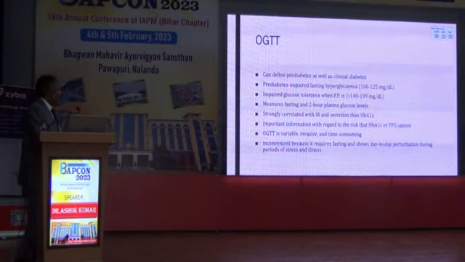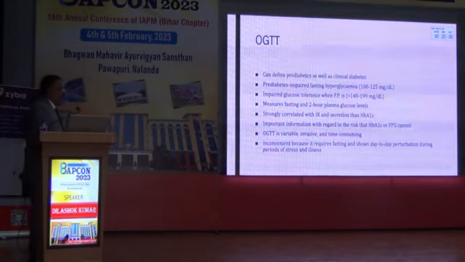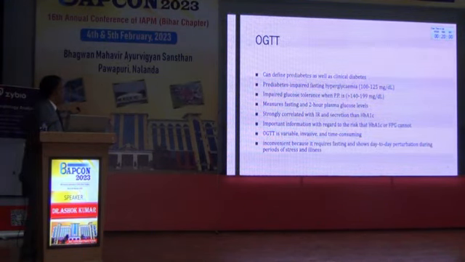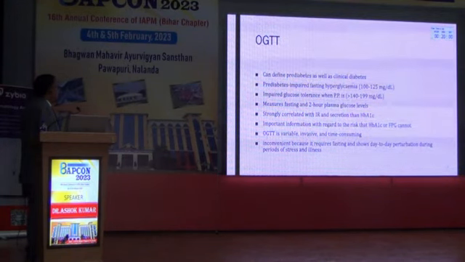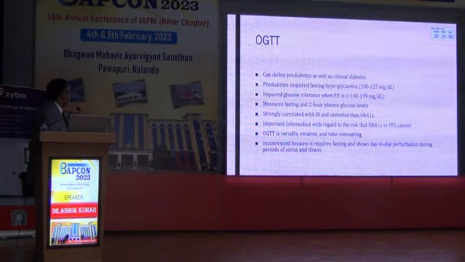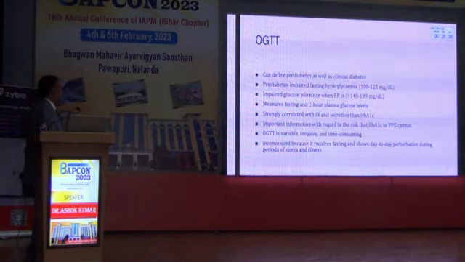OGTT can detect pre-diabetes as well as clinical diabetes. The fasting blood sugar range of 100 to 125 mg/dL indicates impaired fasting glucose, and 140 to 199 mg/dL is for impaired glucose tolerance. Measures of fasting and 2-hour plasma glucose levels correlate more strongly with insulin resistance and secretion than HbA1c.